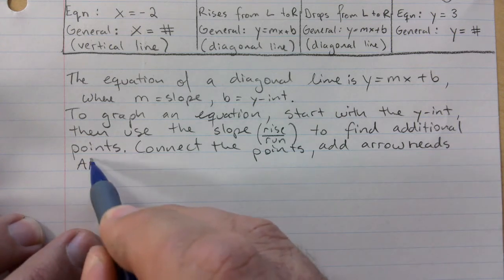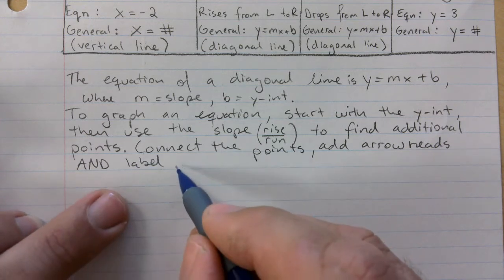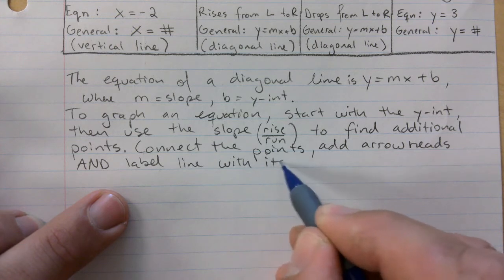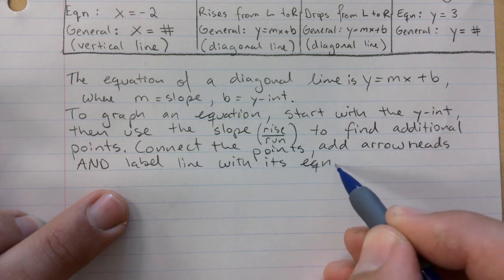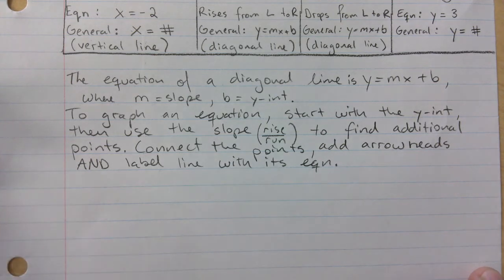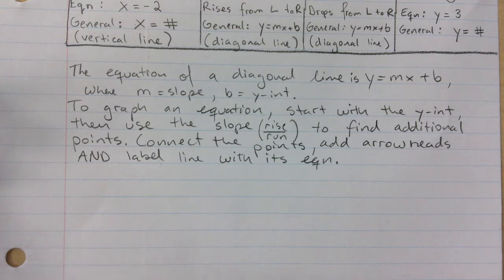And label the line with its equation. Please, EQN is equation. If you want to get full marks, make sure the equation is right next to the line that you're graphing, okay? And this is just to prepare you for next year or next semester for some of you, right? Some of you are taking applied 4ES right away.